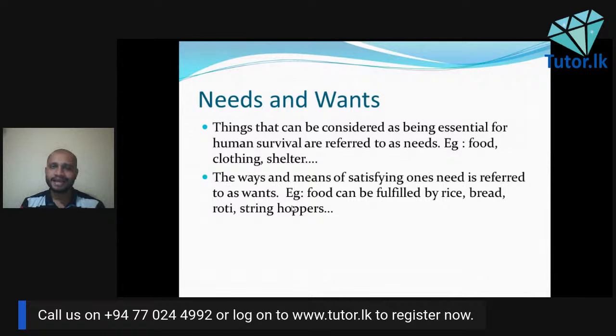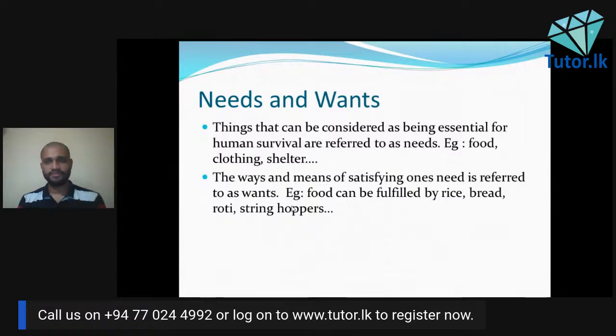But on the other hand, wants means the different ways. You have needs. I took the examples of food, clothing, and shelter. Those are the needs. In order to fulfill those needs, you have several ways or methods. Those ways and methods you can use to fulfill the needs are called the wants.